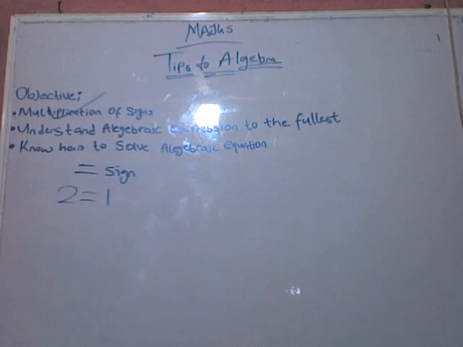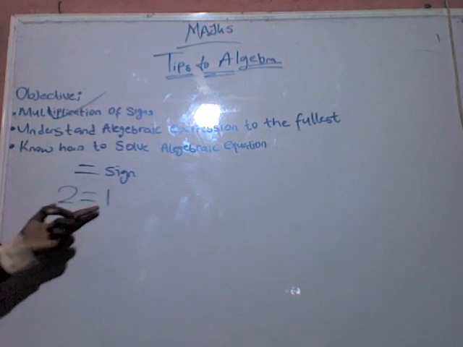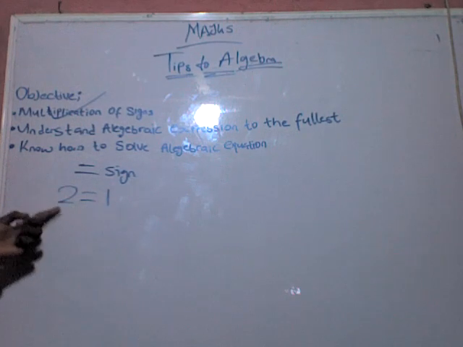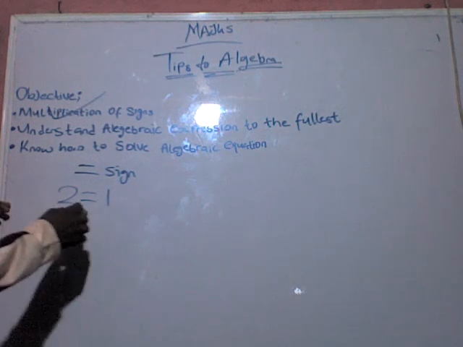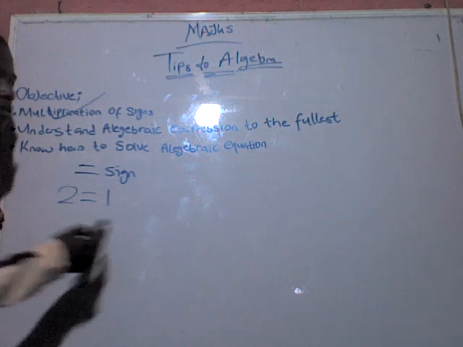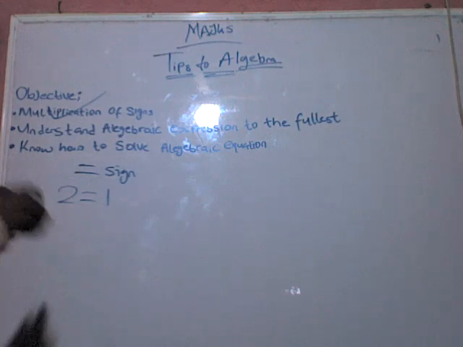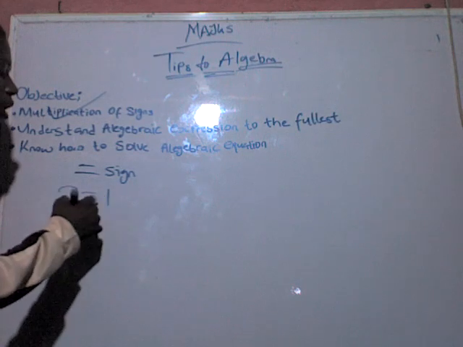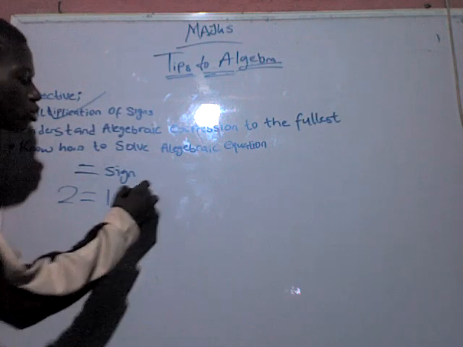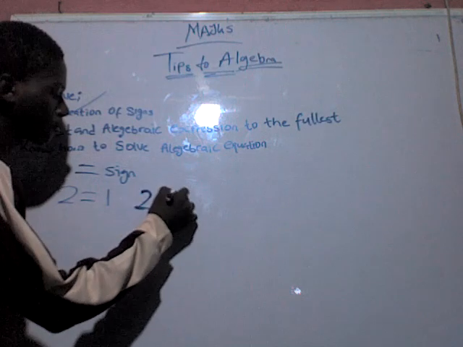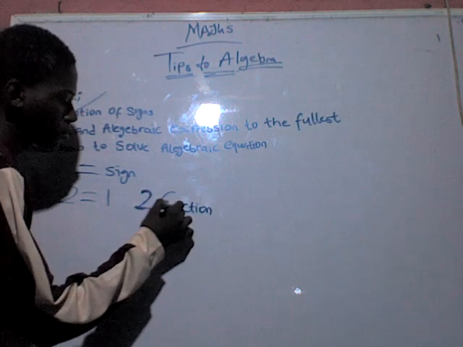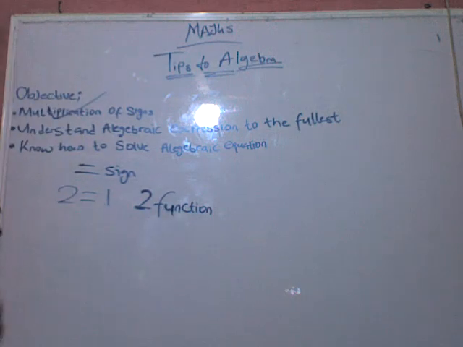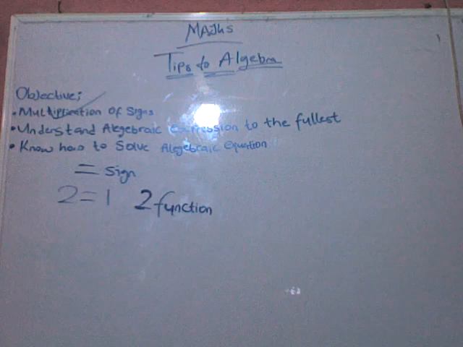So 2 equals 1. Looking at the equality sign, 2 equals 1. There is no way that 2 will equal 1. Now, our equals to sign, I always say it has 2 functions. It may be more than that in your view, but basically it has 2 functions.